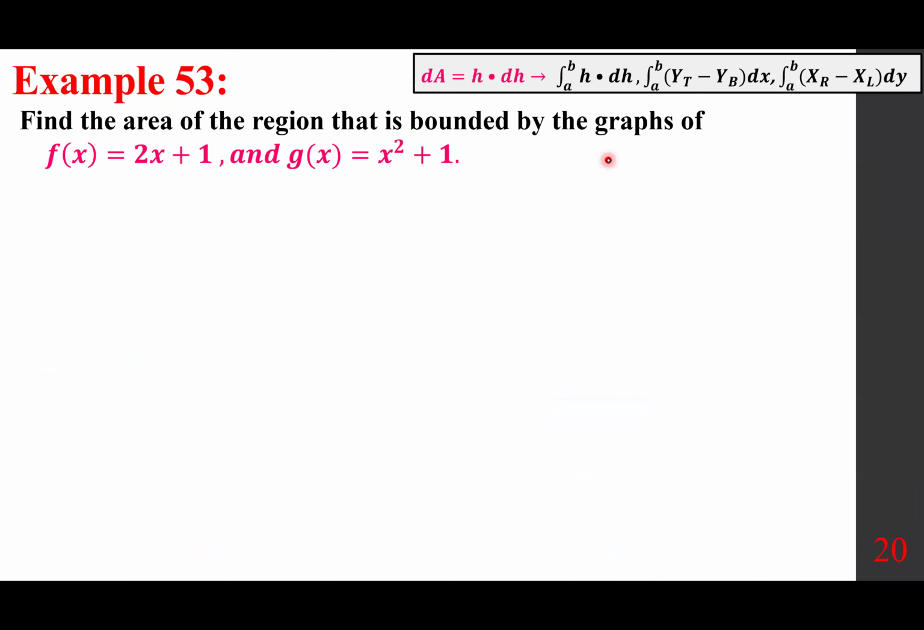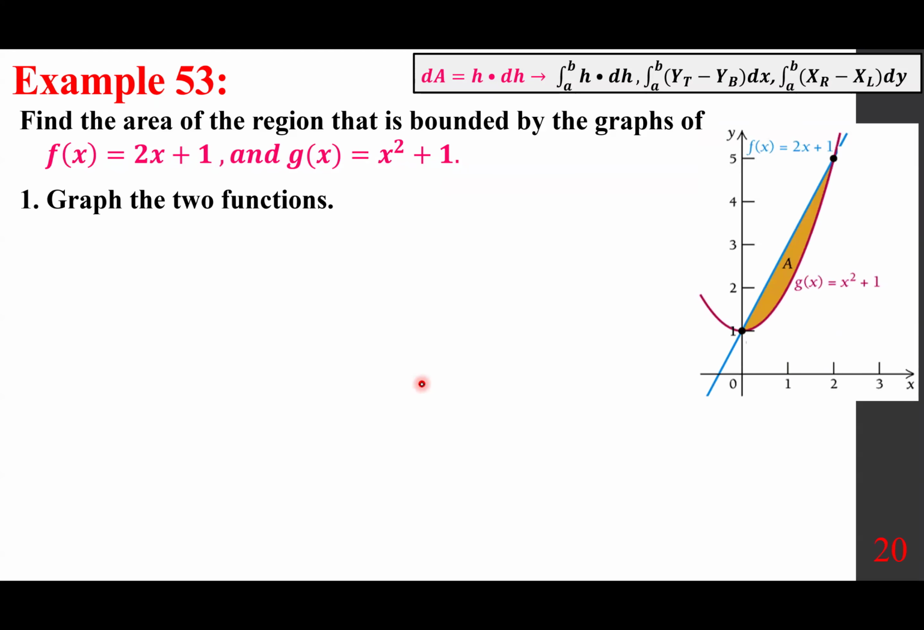Find the area of the region that is bounded by the following 2 graphs. So first and foremost, you want to graph them. This is a line y equals 2x plus 1. This is a parabola, so everybody can graph it. I don't think anybody has any problem with that.